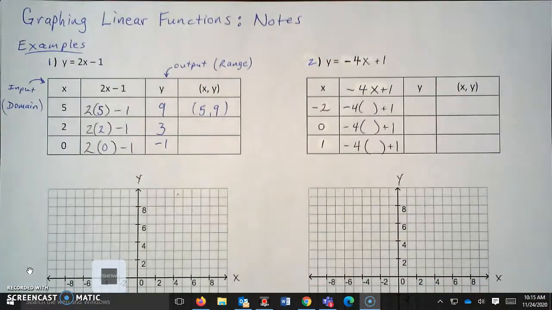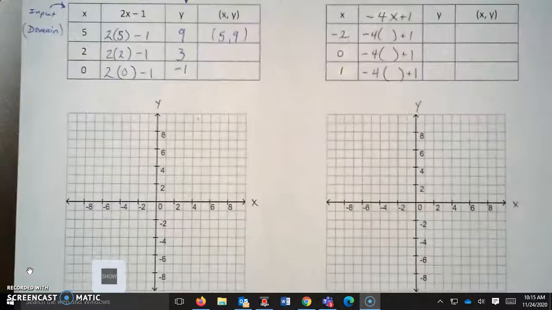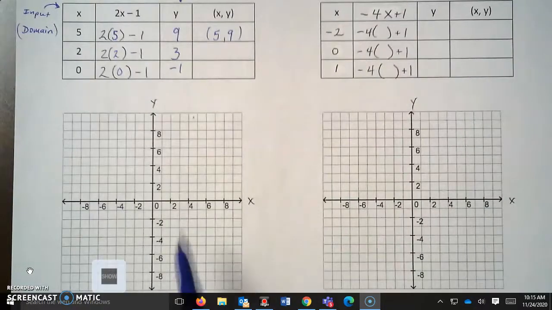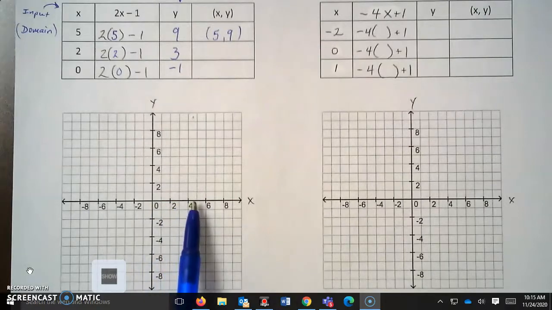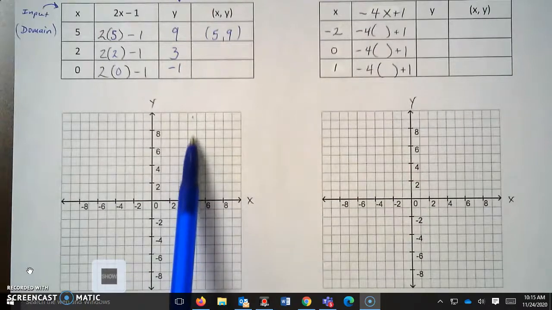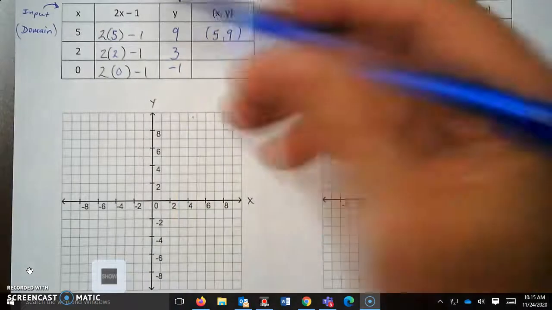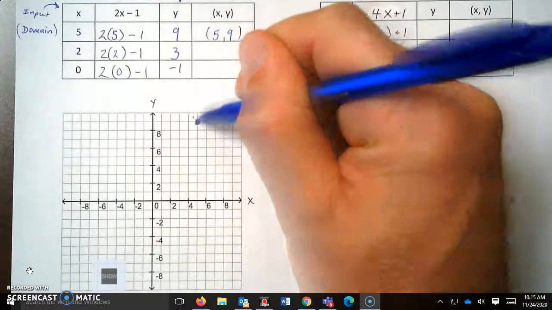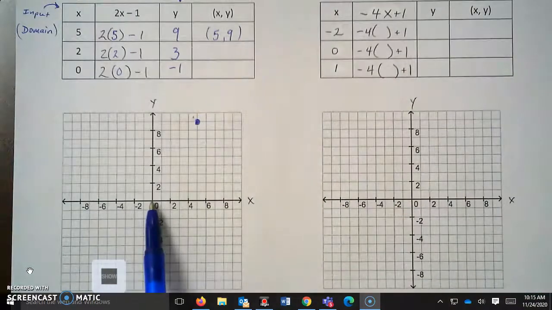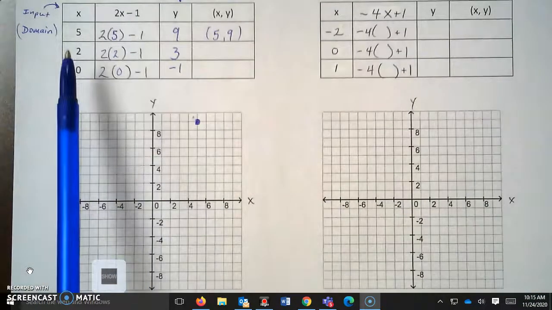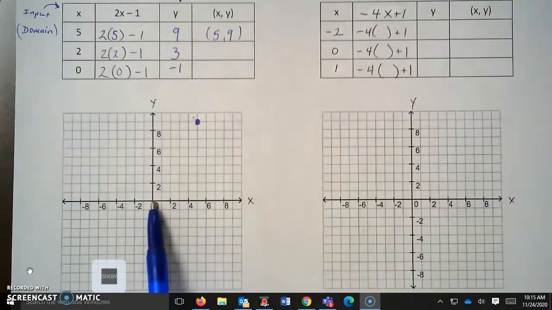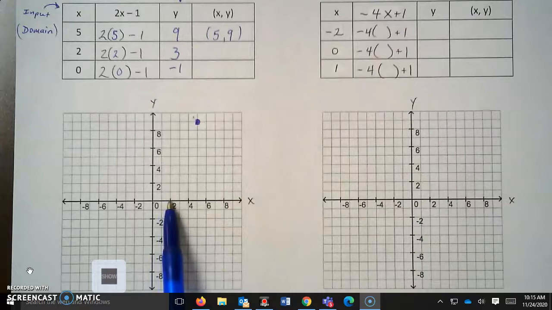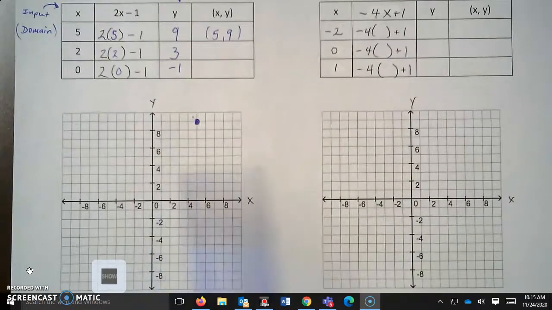So time to graph. I'm going to slide this up. The first ordered pair I'm going to graph is 5, 9. So I start at 0. I go over to 5. I hold there. I look. The y number is 9. So I have to go all the way up here to 9. That is 5, 9. Graph 2, 3. I'm just graphing this next ordered pair right here. 2, 3. I start at 0. X is positive 2. Y is positive 3. I'm right there.